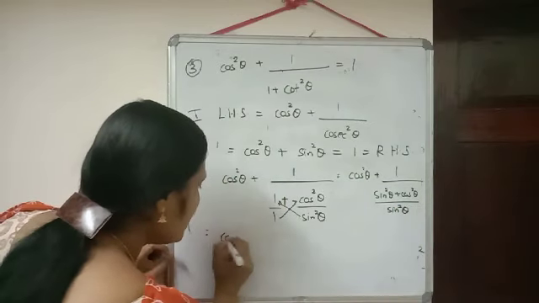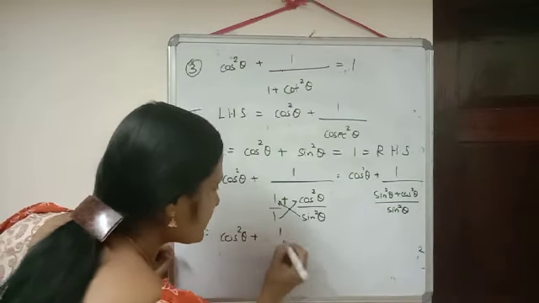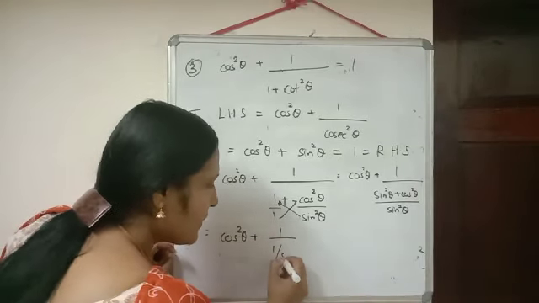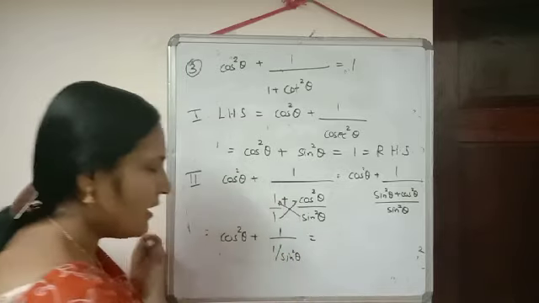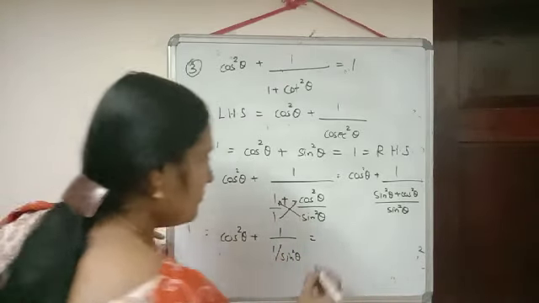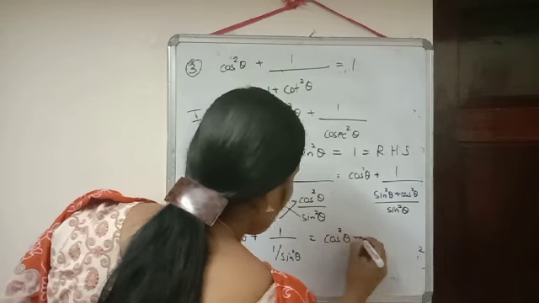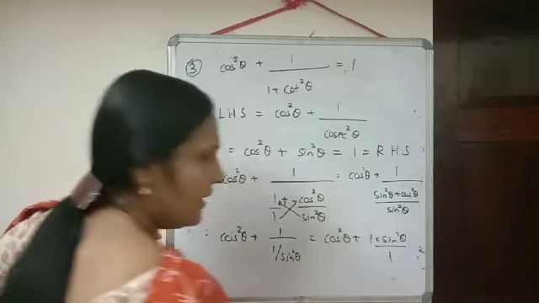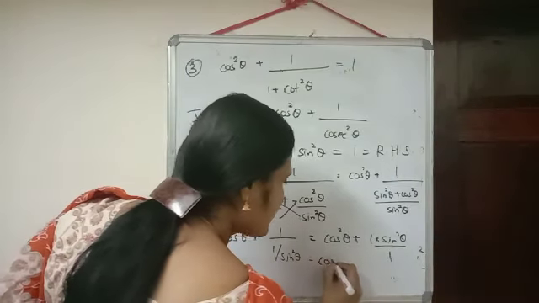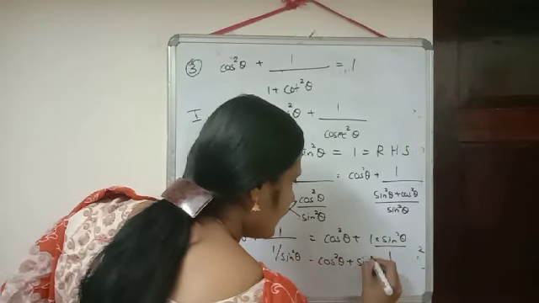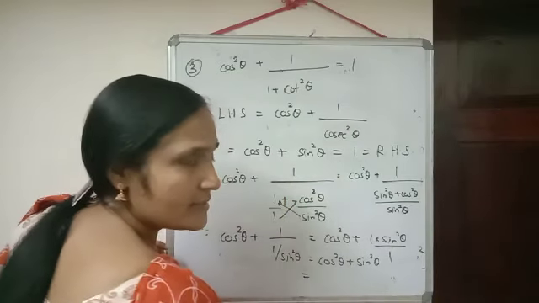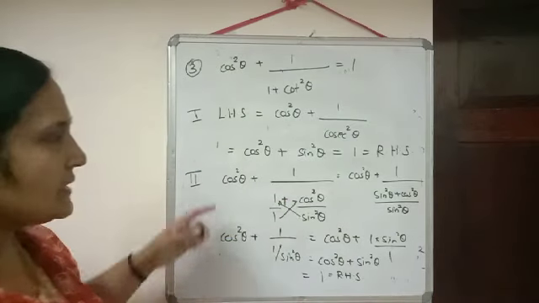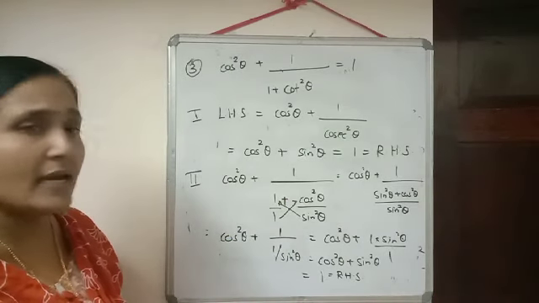And do you know what is the value of sine square theta plus cos square theta? Yes, 1. So we are getting 1 divided by 1 by sine square theta. Now we will change the division into multiplication. Then it will come cos square theta plus 1 into sine square theta by 1. So it will come cos square theta plus sine square theta, and its value is 1, which is equal to our right hand side. So in this way also you can do the proof of the given question.